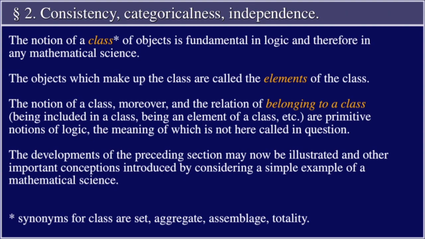The notion of a class of objects is fundamental in logic, and therefore in any mathematical science. Note, synonyms for class are set, aggregate, assemblage, or totality. The objects which make up the class are called the elements of the class. The notion of a class, moreover, and the relation of belonging to a class, being included in a class, being an element of a class, etc., are primitive notions of logic, the meaning of which is not here called in question. The development of the preceding section may now be illustrated and other important conceptions introduced by considering a simple example of a mathematical science.